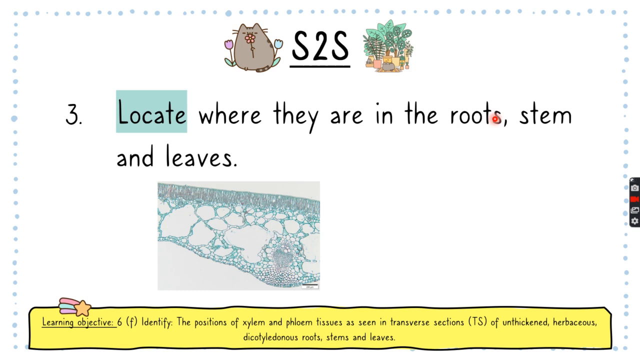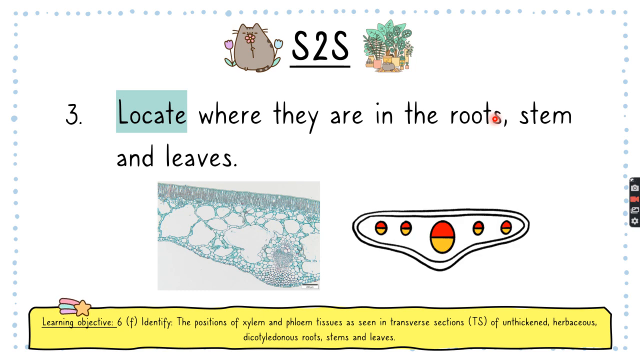And lastly, for the leaves, this is a bit much more familiar and easier. You just draw an oval, cut it in half. The bottom is the phloem and the top is the xylem. So that's pretty much all that you need to know today.